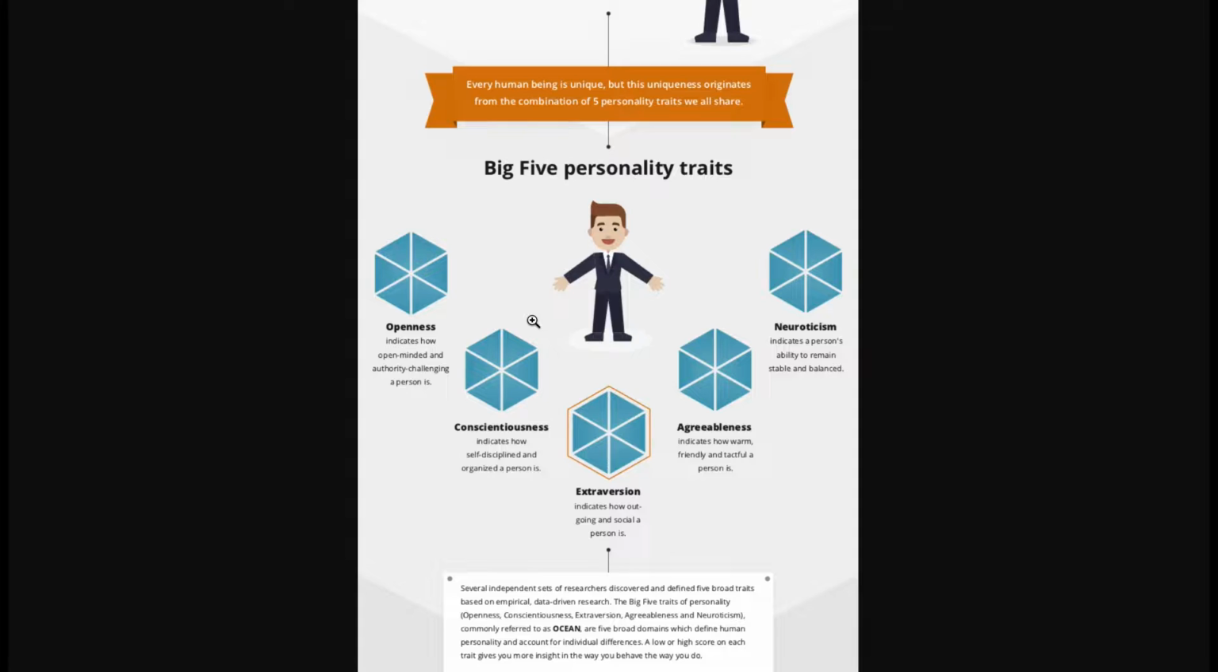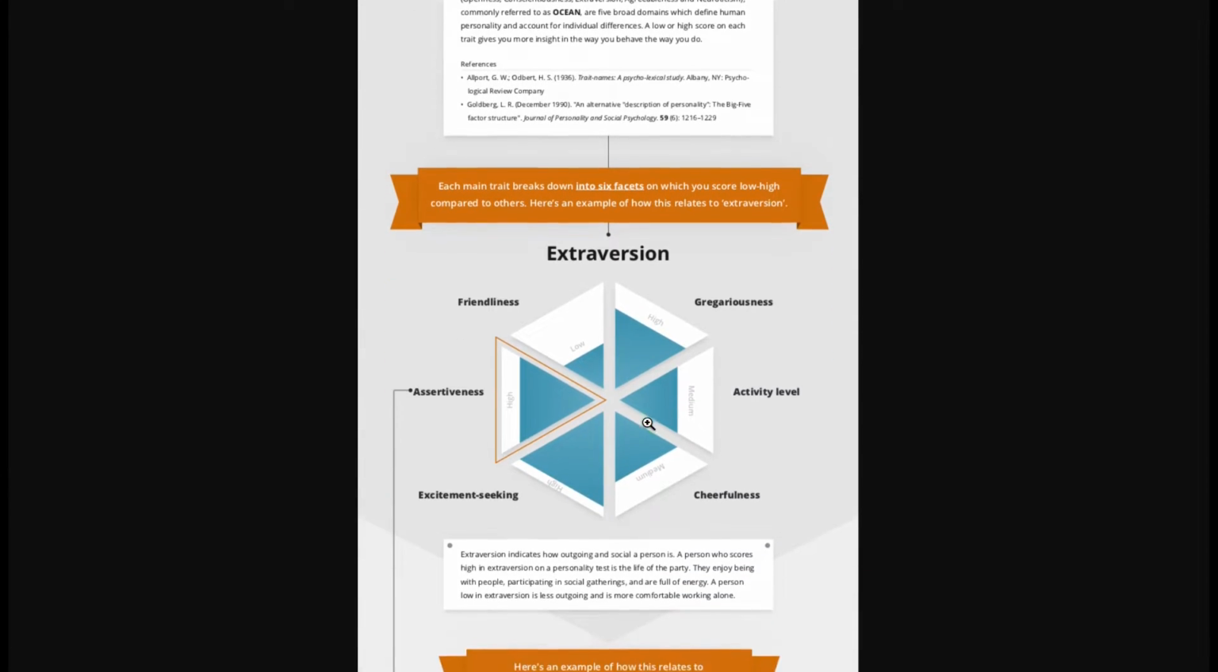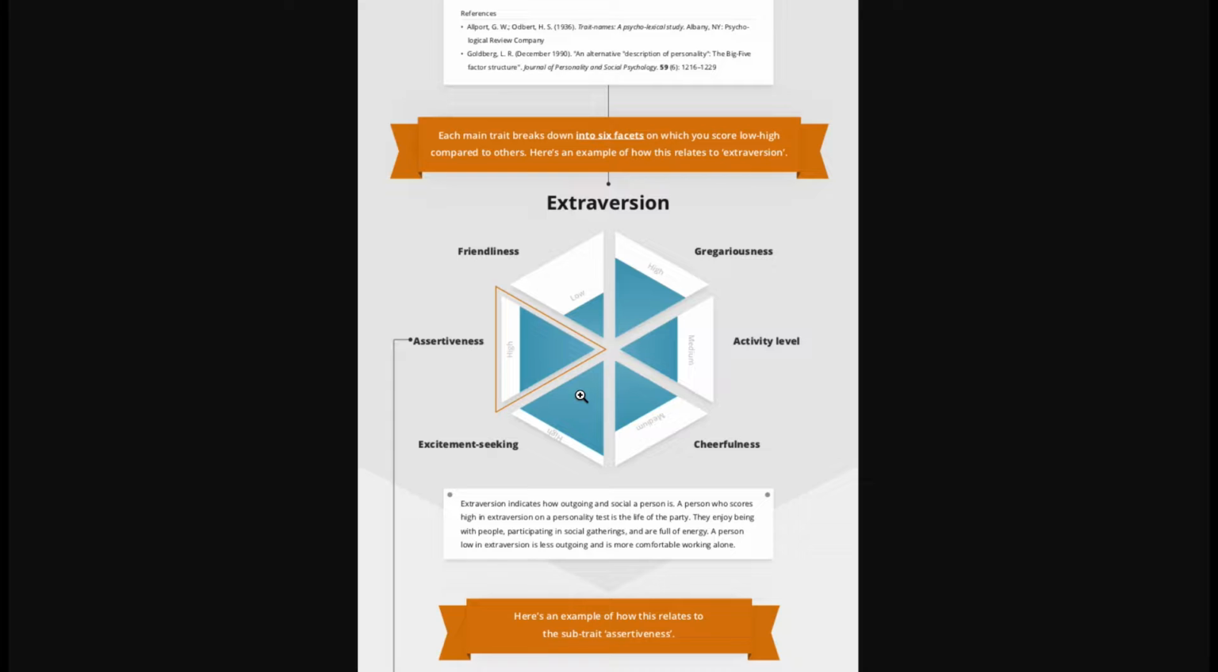As you can see, we have openness, which indicates how open-minded you are. Conscientiousness, how self-disciplined you are, etc., etc. But the problem is, let's say we take extroversion, for example. Extroversion is such a broad thing. Yeah, it's how social you are, but what does that really mean? Therefore, these two psychologists broke each of these traits even further. So they took extroversion, for example, and broke it into 6 traits. You have friendliness, gregariousness, activity level, cheerfulness, etc., etc.